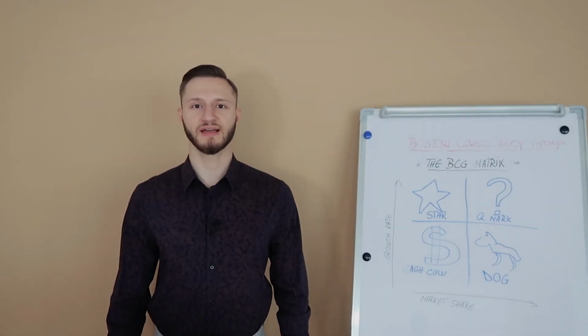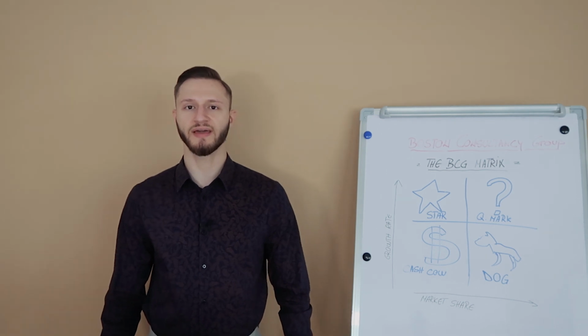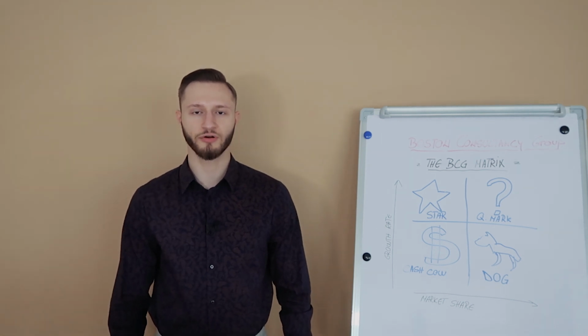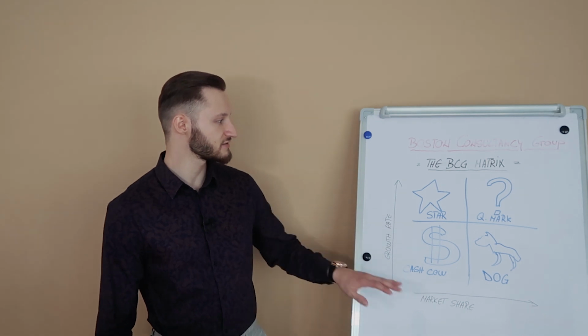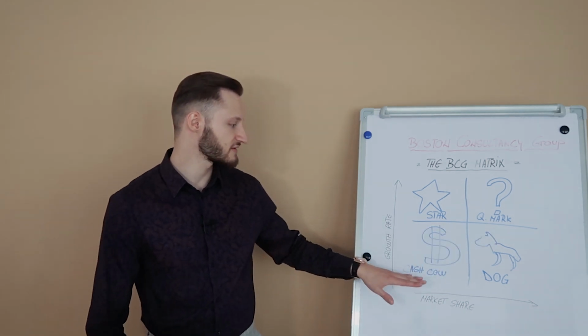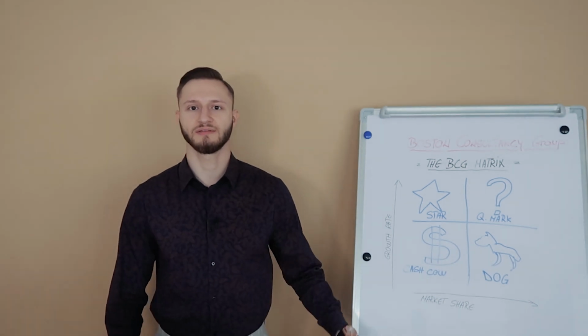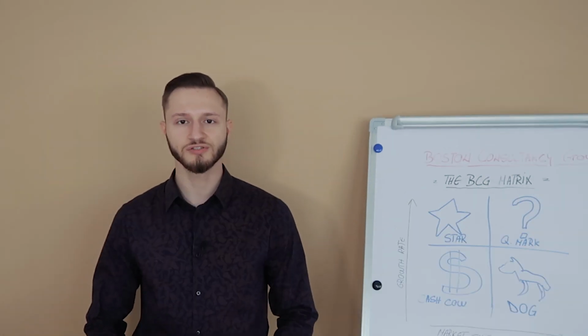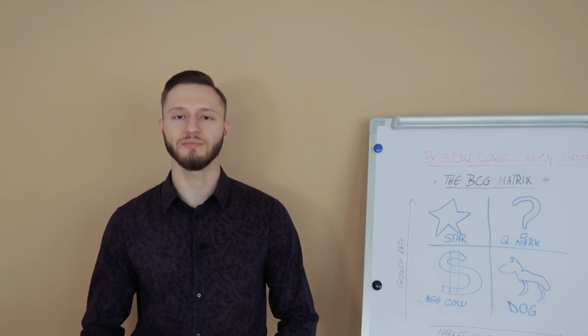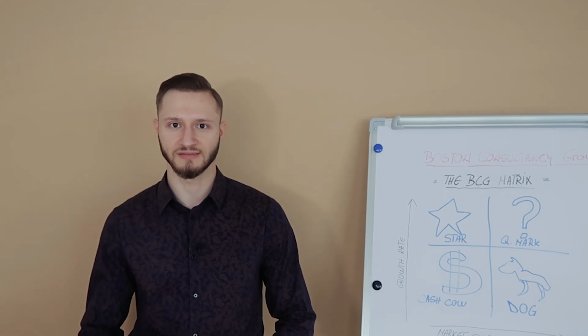Basically, what this metric does is that it classifies all the SBUs of a company in 4 categories. It has stars, it has question marks, it has cash cows, and it has dogs. I know it looks more like a dinosaur, but let's suppose it's a dog. So all these 4 categories represent types of SBUs a company has, and let's analyze each one of them independently.